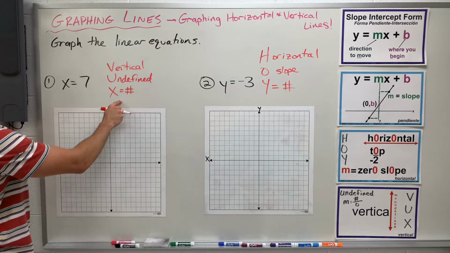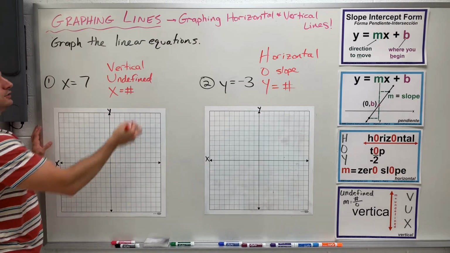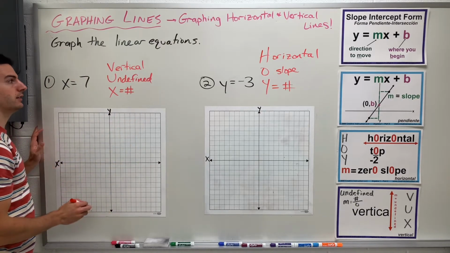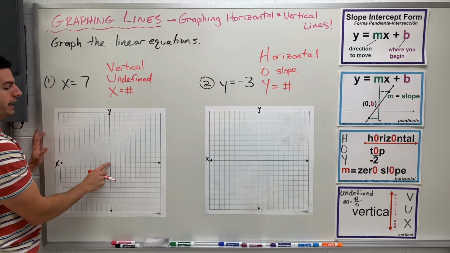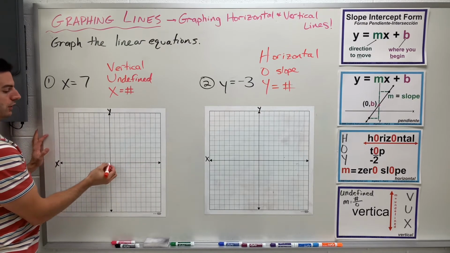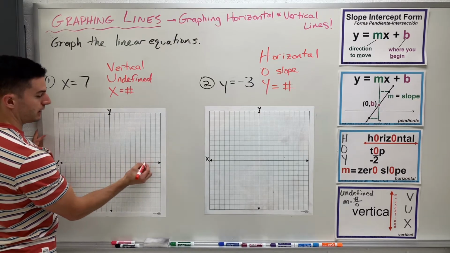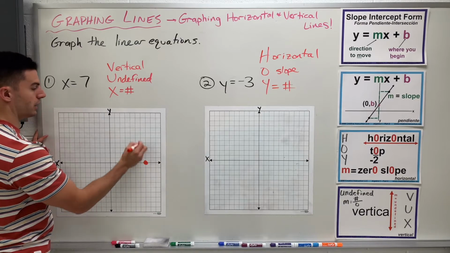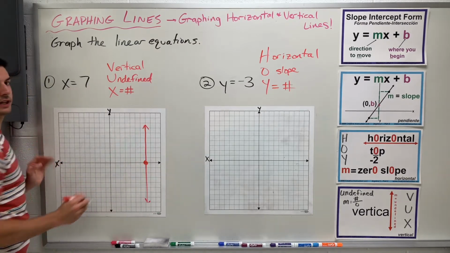Okay, so x equals a number equals a vertical line. So you know it's going to be straight up and down. Okay, and it goes straight up and down right at x is 7. So that's what you do. You go to the x-axis, you go to x is 7, which will be right here, and you just draw a vertical line there. And that is it.